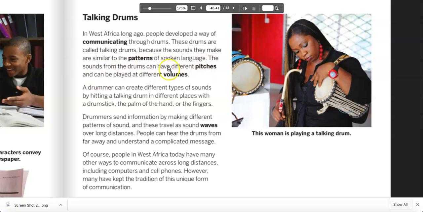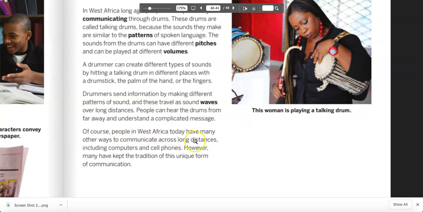The sounds from the drums can have different pitches and can be played at different volumes. Key information right here for your assignment. A drummer can create different types of sounds by hitting a talking drum in different places with a drumstick, the palm of the hand, or the fingers. Drummers send information by making different patterns of sound, and these travel as sound waves over long distances. People can hear the drums from far away and understand a complicated message.